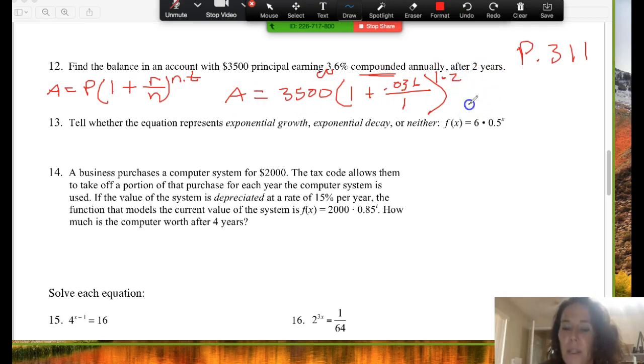So simplifying this, it looks like this. A equals 3,500 times 1 plus, well, let's actually simplify the 1 plus. 0.036 divided by 1 is just 0.036. 1 plus 0.036 is 1.036. And then 1 times 2 is 2. So simplifying this, look what I have.